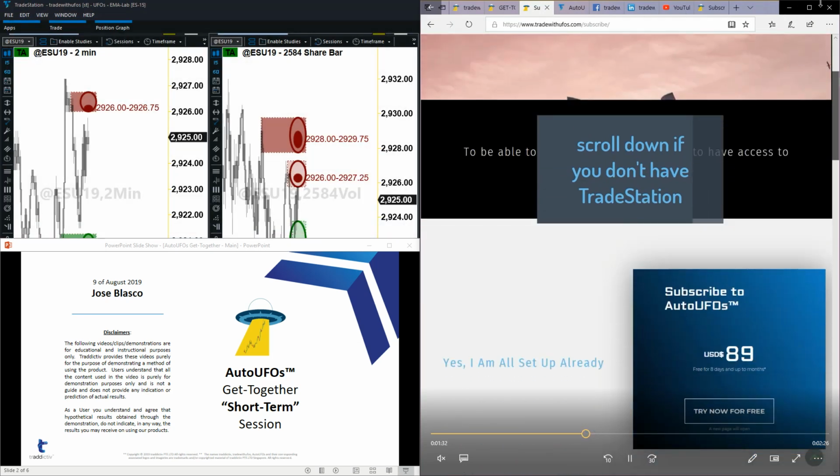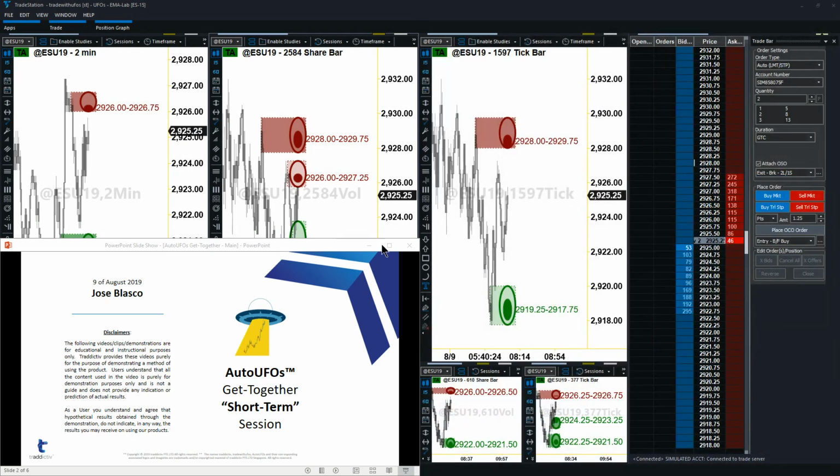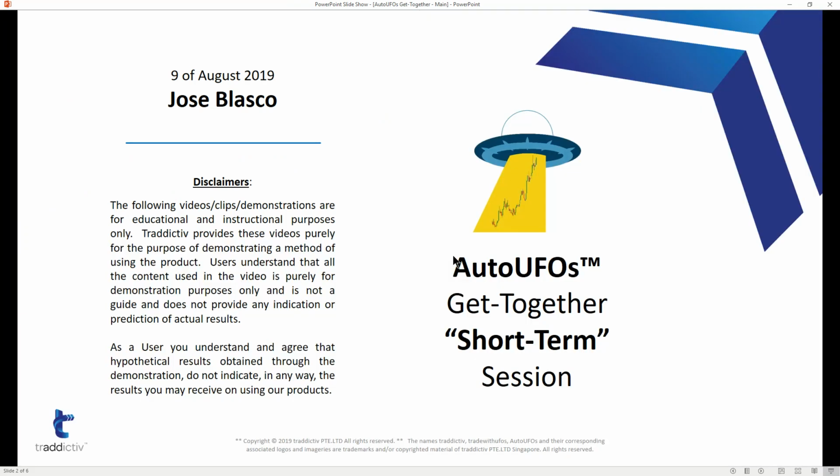Okay, so let me maximize the introduction slide so we can have our session launched properly, and we will begin with the trading. So welcome to the session, my friends. Today is August 9, 2019, and today we are getting together for short-term trading purposes. So we'll be looking at the markets in a shorter term, as the title of the session suggests. We'll be looking at intraday trades. Most of the trades will be executed and planned with futures, and some of the trades as well with Forex. Very nice to see you all.